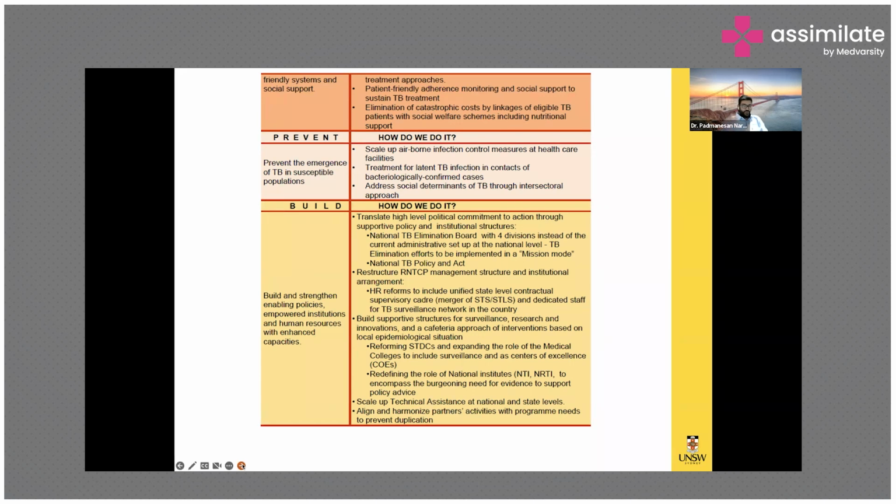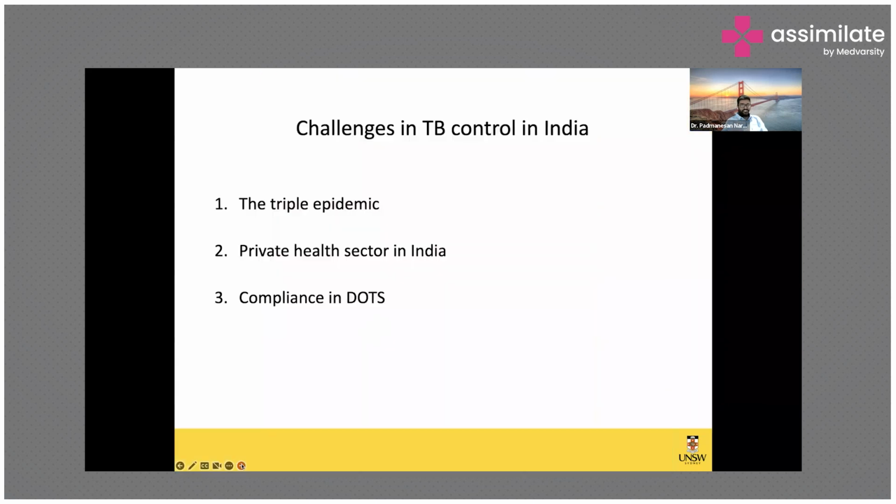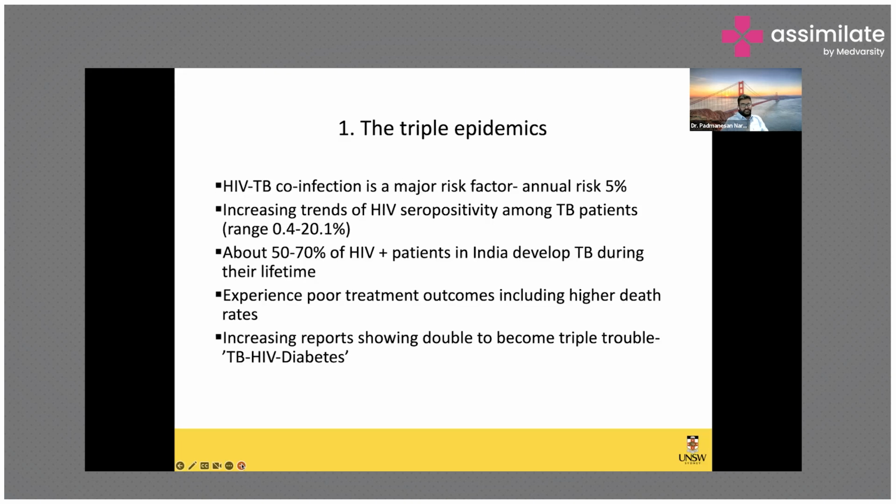Okay, I don't want to go into detail on each and everything and then explain to you, because I want to discuss more about the challenges for TB control in India. So the three things I want to discuss: the triple epidemic, the private health sector, and the miscellaneous issues. First thing is the triple epidemic.